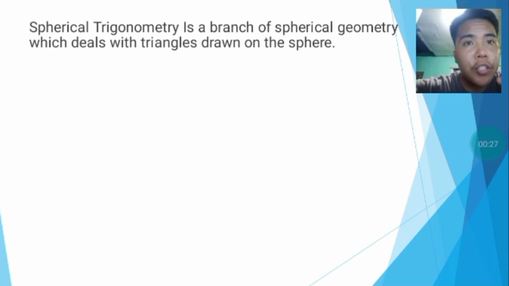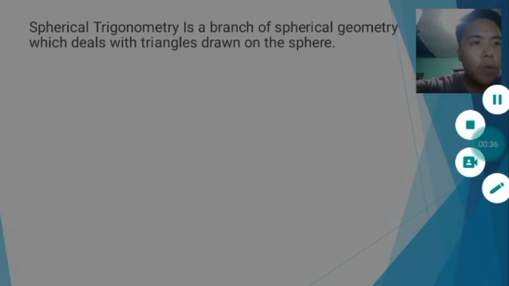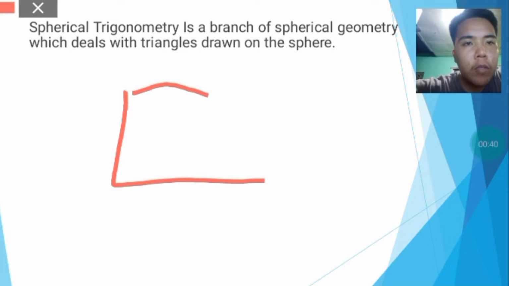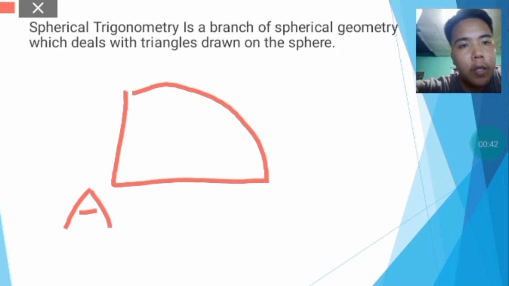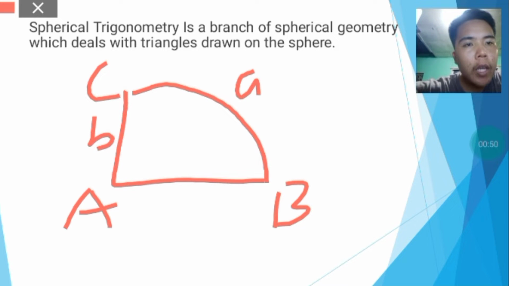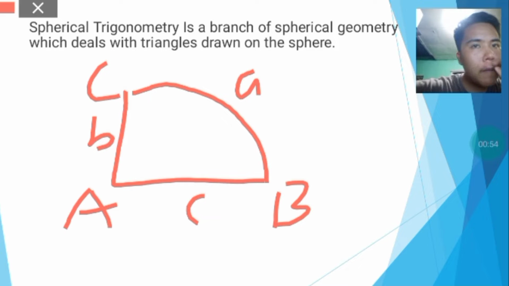we have a definition. Spherical trigonometry is a branch of spherical geometry which deals with triangles drawn on a sphere. As what I drew a while ago, something like this, with vertices A, B, C, and then we have sides a, b, and c. Just an example of a spherical triangle.